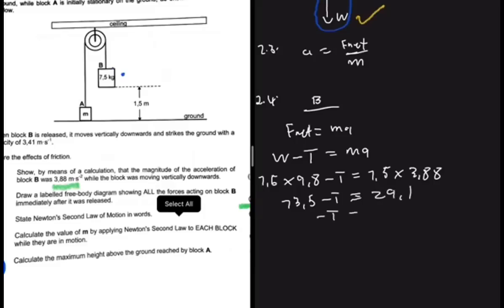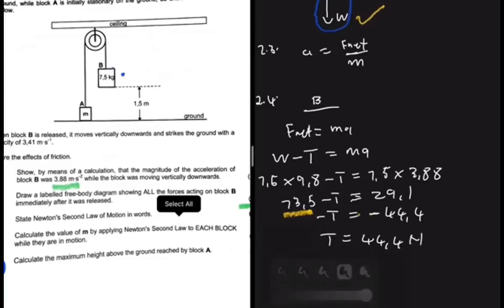So minus tension will be equal to, so now we take this term here to the right hand side, so that it will be 29.1 minus 73.5, which is equal to minus 44.4, right? So if we divide both sides by minus 1, we're going to get the tension being equal to 44.4 newtons. Right, we have the tension, but that's not what we're looking for. We're looking for the value of M, right?